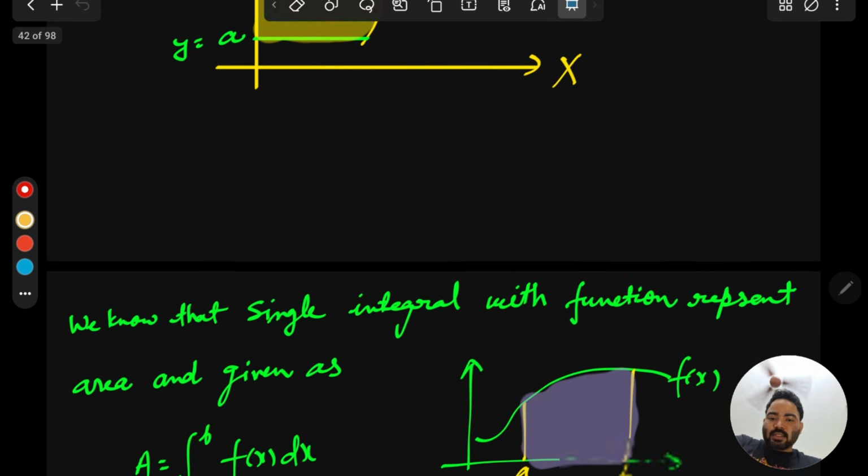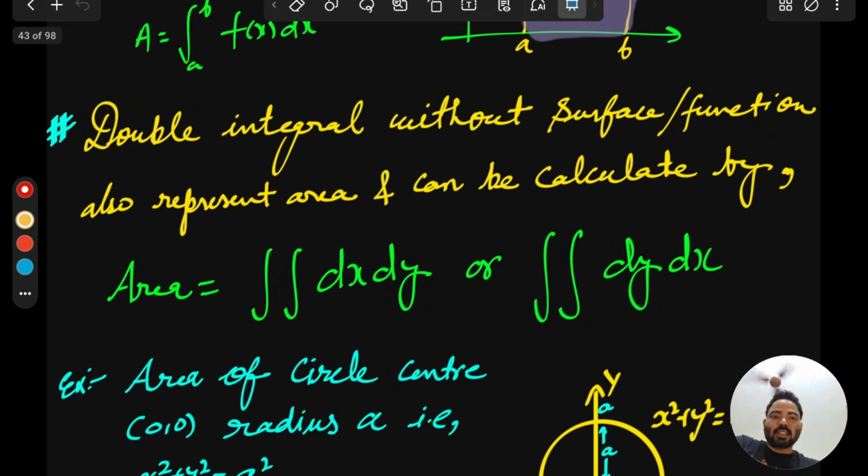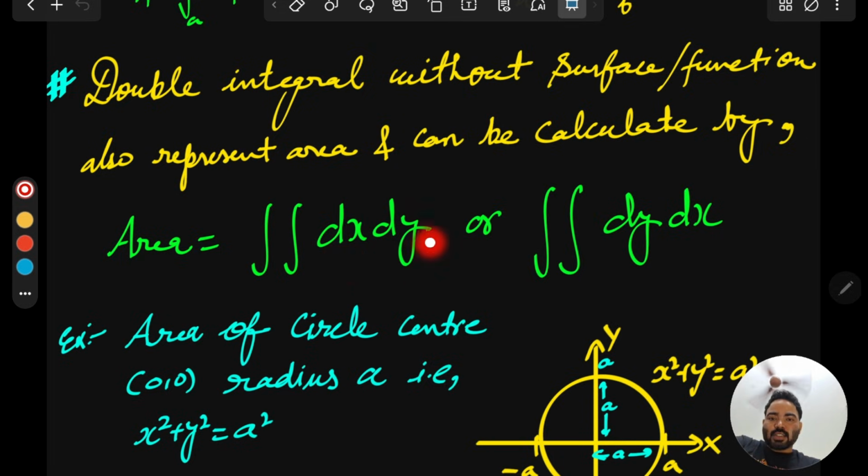Now let's move on to our next topic, double integral without surface. If the function is not present, then the double integral without surface also represents the area, and can be calculated by the double integral dx dy or double integral dy dx. It means how much you are moving on the y-axis and how much you are moving on the x-axis. Just put the limits and you will get the area. And if you have a curve, whatever curve it is, just put the limits and you will get the area. So here is the classic rule for finding the area.